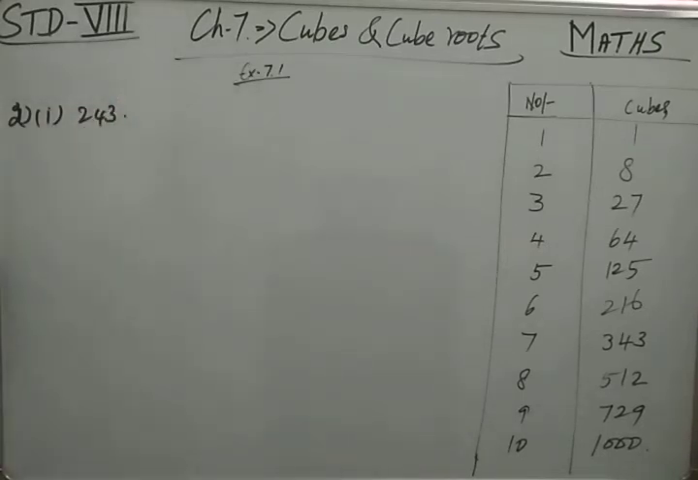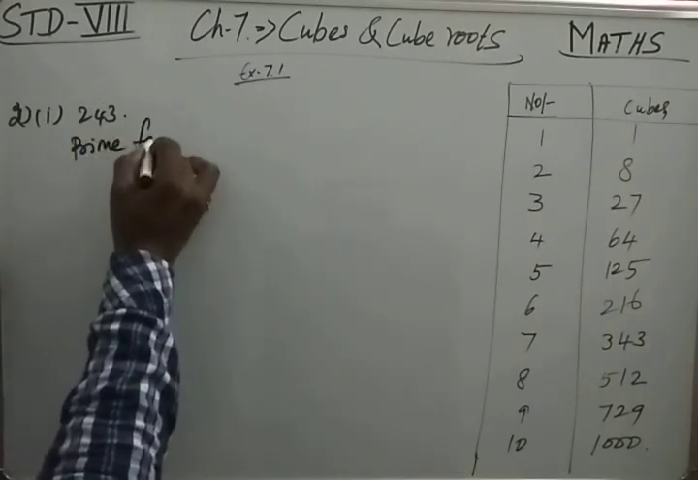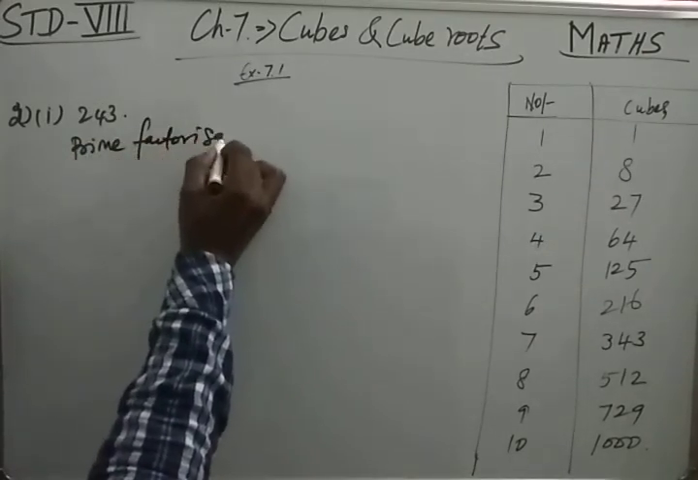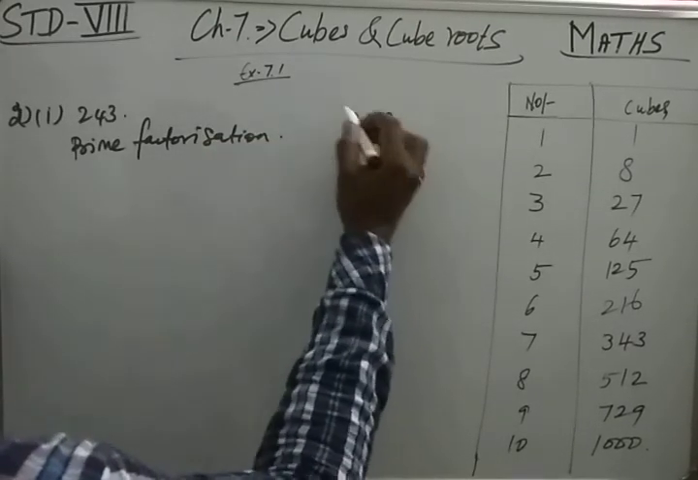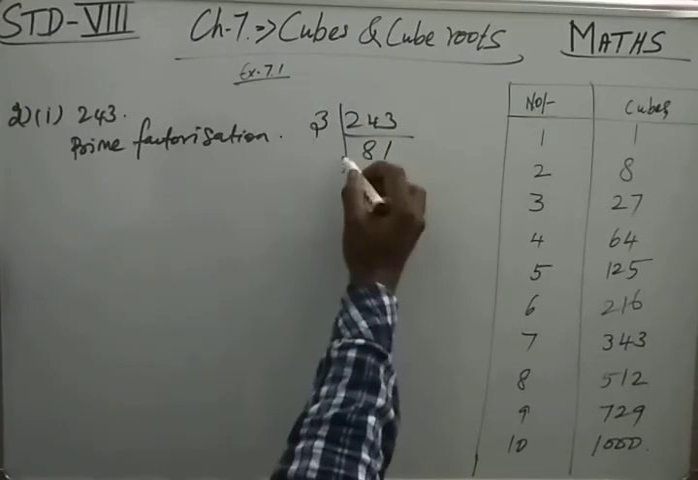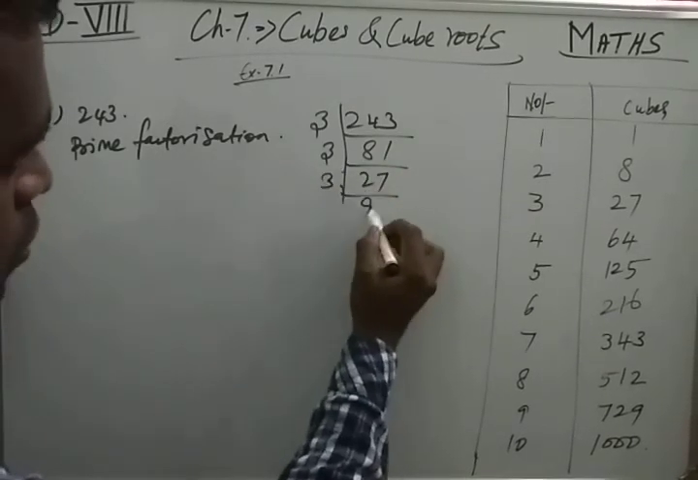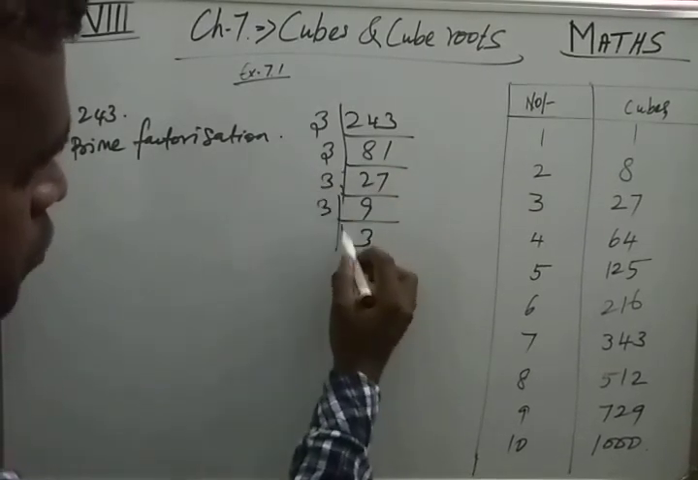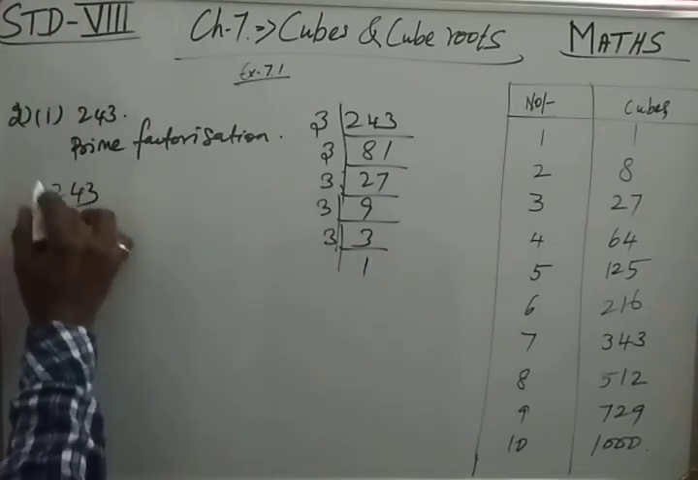243. Always you must do the prime factorization. So we are doing prime factorization. Prime factorization of 243. If you do, what will come? 3 table we can try 81. Then 3 table 27. Again 3 table 9. Again 3 table 3. Again 3 table 1.